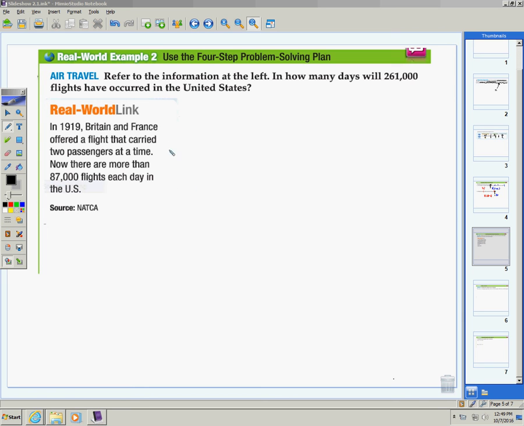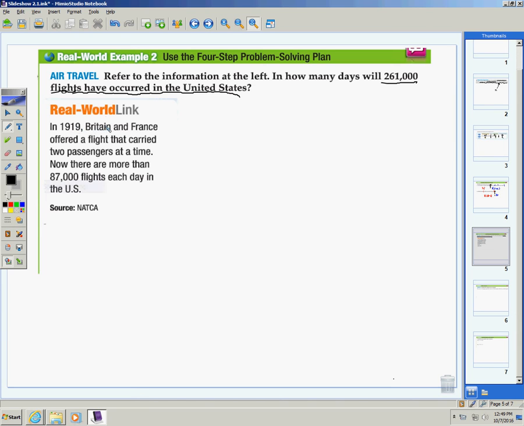We've got a word problem, and it says we're going to refer to this information right here. In how many days will 261,000 flights have occurred in the United States? So that's what I'm trying to find out. And now I've got this real world link.